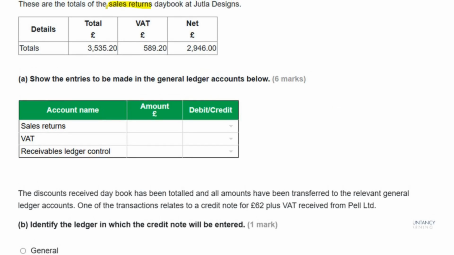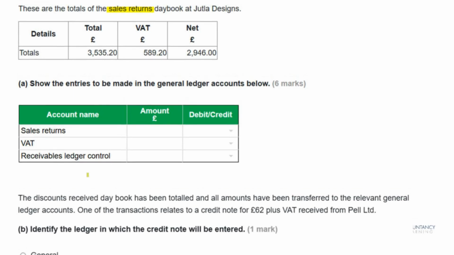So we're working in the sales returns, so this means customers have sent us products back. When we're looking at our entries then, we are going to have to post our total, our VAT and our net. So the net amount is the equivalent sales, so as it's returns, it's going to be our sales return. Our VAT goes in our VAT account, and our total, the gross amount, would be posted into the receivables ledger control account.